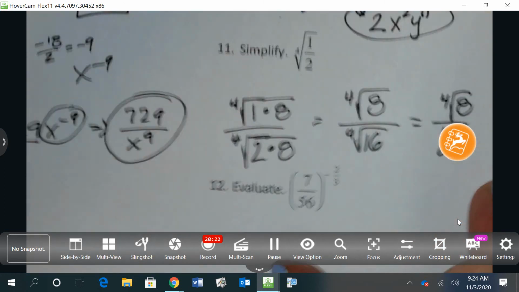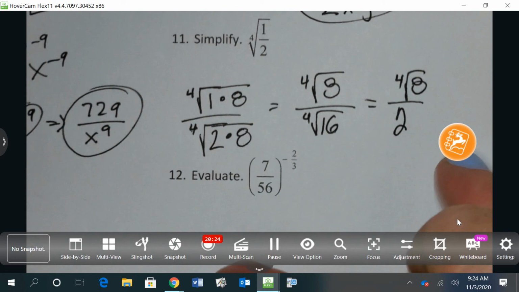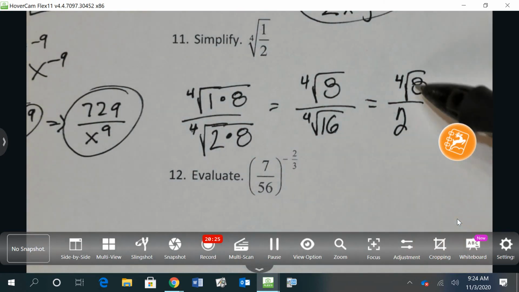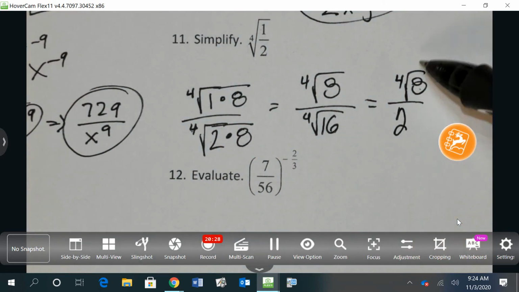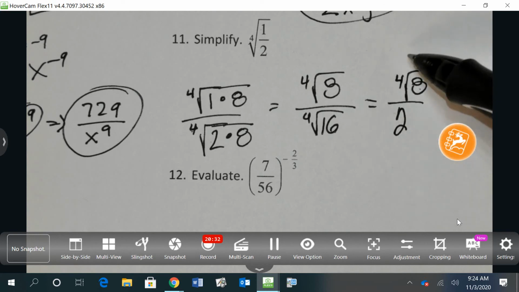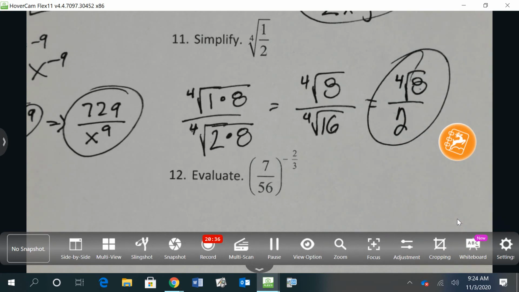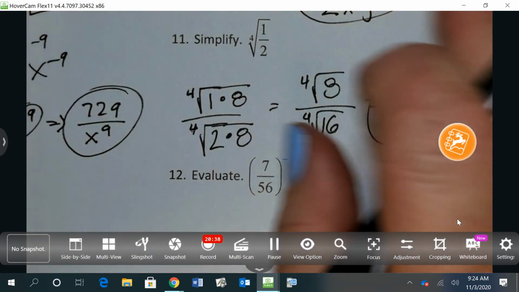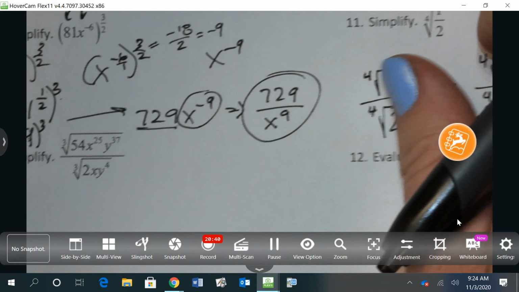It is really common for students to do all this great work and then they give me a final answer and they think they can reduce this further, and they go 8 divided by 2 is 4. Okay, can't combine these. They're not like terms. This has a radical, this does not. They're not like terms. That's the final answer. 2 problems left. Hang in there.